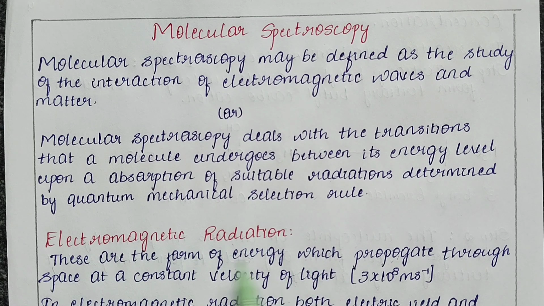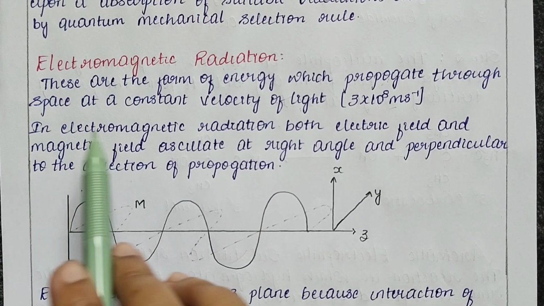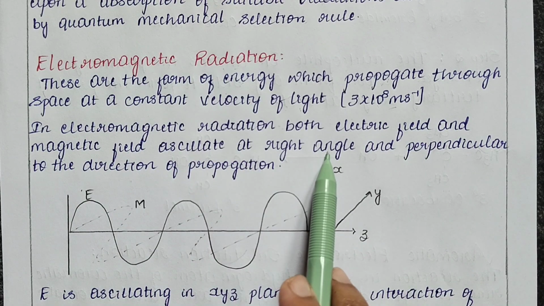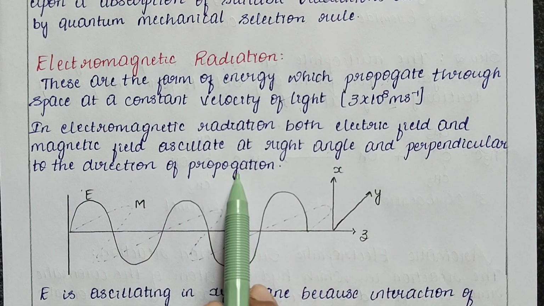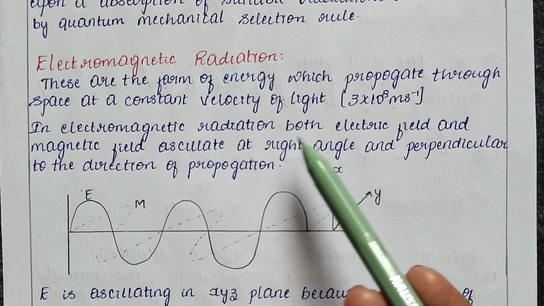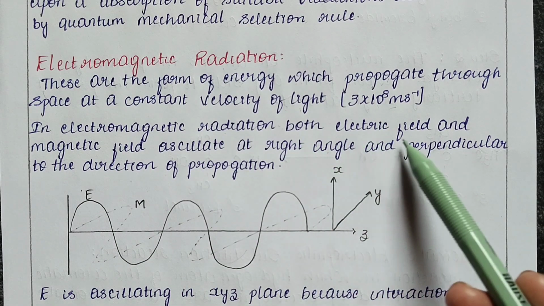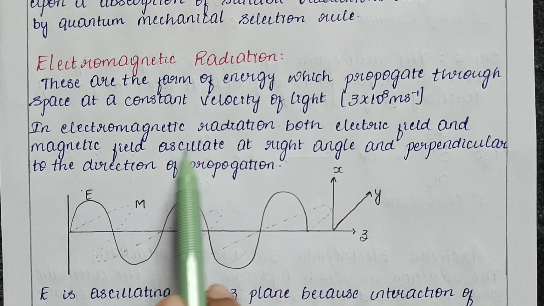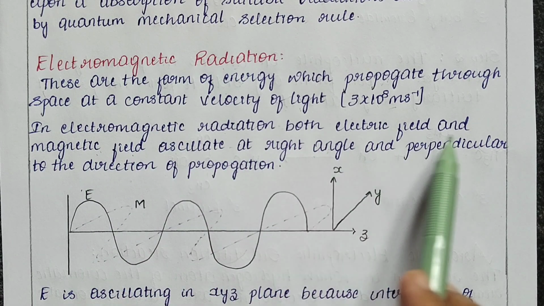At which speed do these radiations travel? It is equal to the velocity of light in vacuum, that is 3 into 10 to the power of 8 meter per second. And in electromagnetic radiation, both electric field and magnetic field oscillate at right angles, perpendicular to the direction of propagation. So when it comes to electromagnetic radiation, the two important fields we need to consider are the electric field and the magnetic field. Both will oscillate at a right angle, which is perpendicular to the direction of propagation.